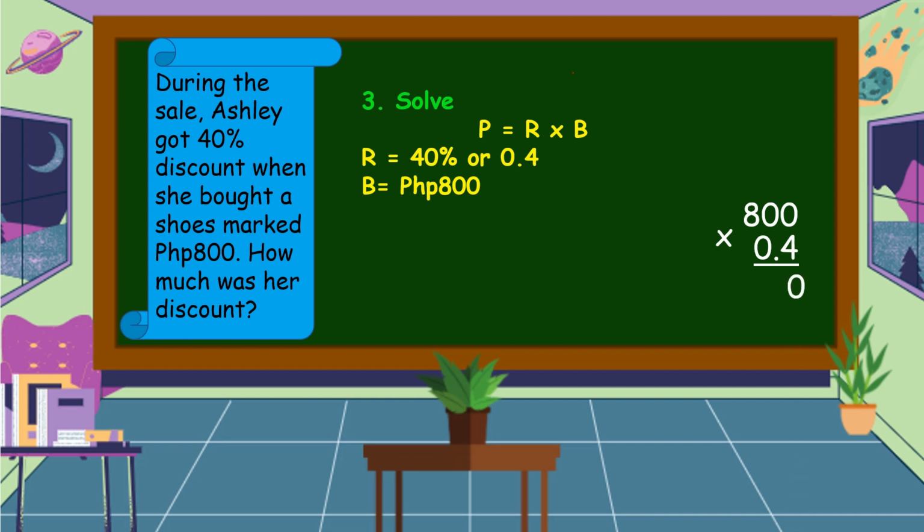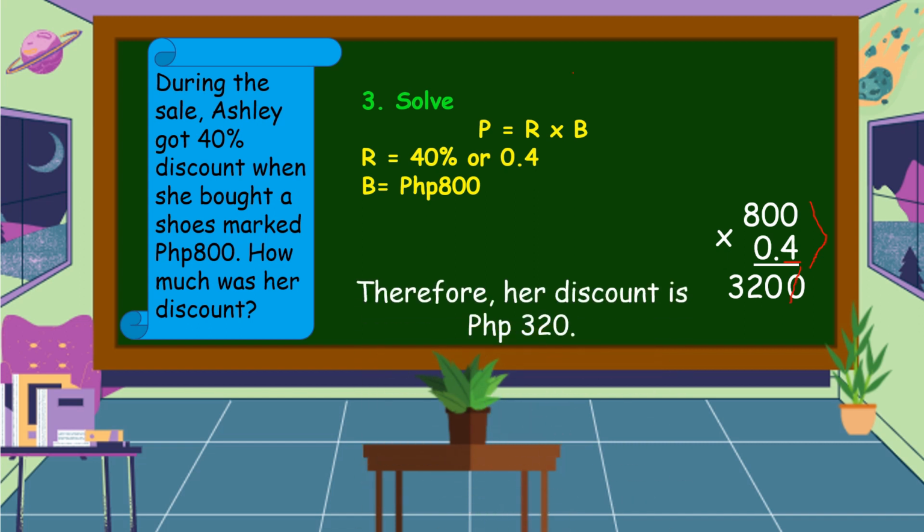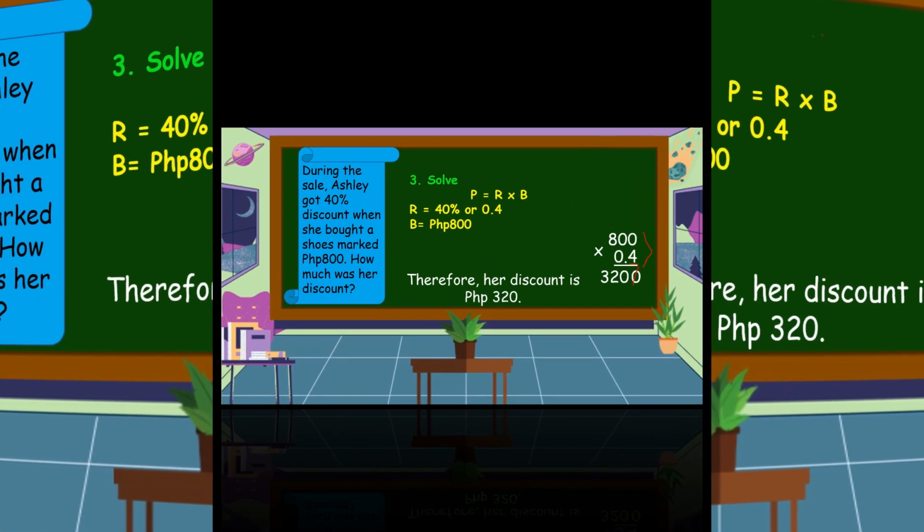So, 4 times 0 is equal to 0, 4 times 0 is equal to 0, and 4 times 8 is equal to 32. Then, pagkatapos yan, we're going to count the decimal number in our factors. One decimal number. Then, we are going to cancel 1 zero in our product. Therefore, her discount is 320 pesos.